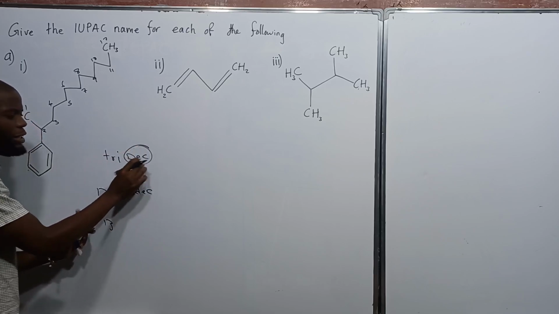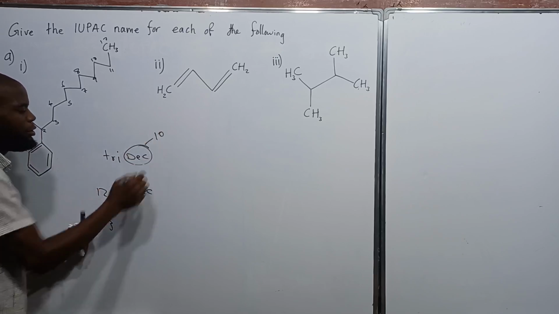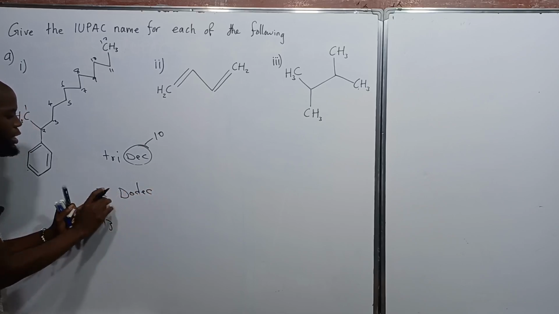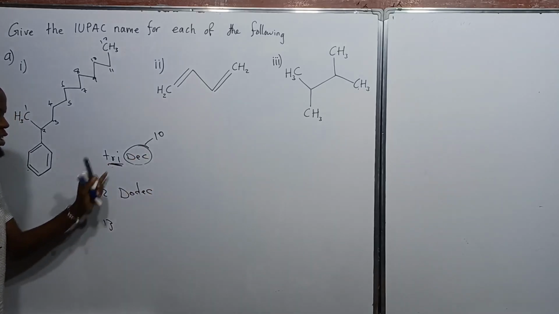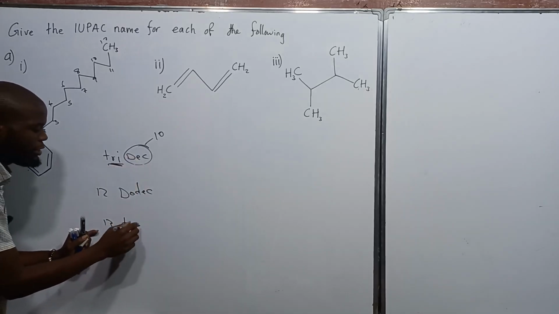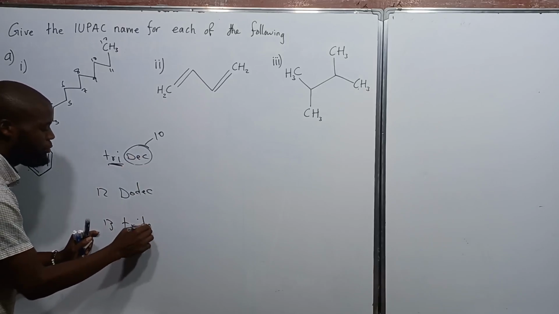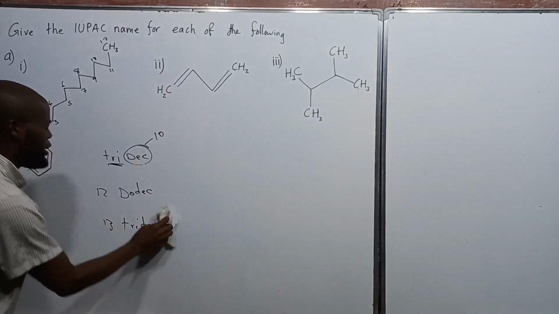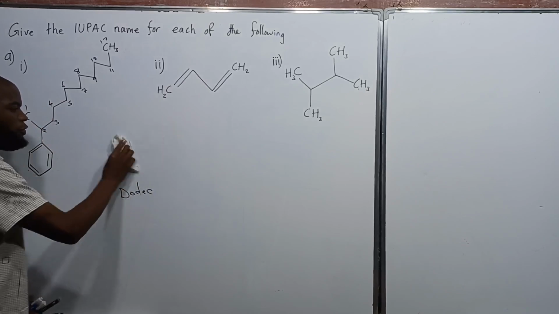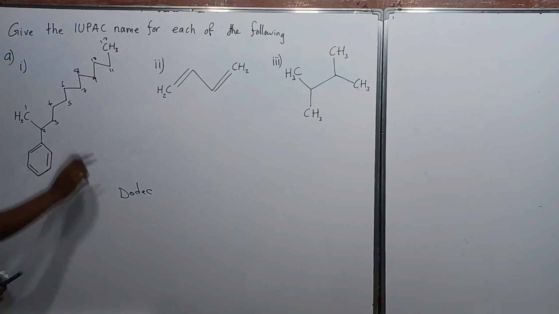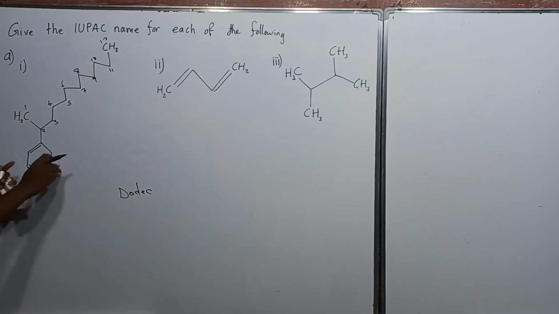to dec, which means 10 carbons. When we put do to dec, it becomes dodec, 12 carbons. When we put tri to dec, it indicates the organic compound has 13 carbons, so it becomes tridec. Coming back to our structure, the longest chain has 12 carbons, so the prefix to indicate 12 carbons becomes dodec.